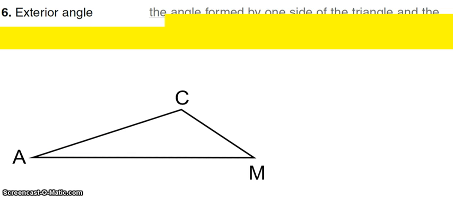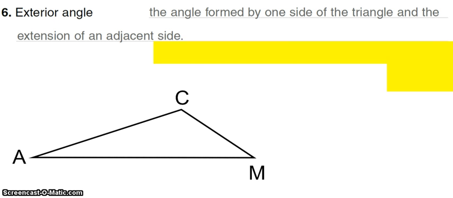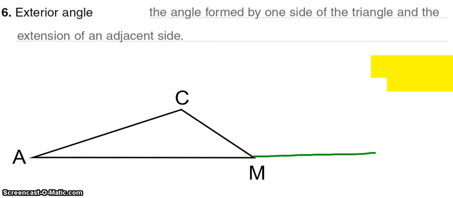Number 6, exterior angle. It's the angle formed by one side of the triangle and the extension of an adjacent side. So draw your triangle again, and let me show you what this exterior angle means. So I'm going to extend this side right here. I'm going to extend segment AM. I'm going to extend it out, and the exterior angle, let me highlight this here, will be this angle right here. That will be called an exterior angle. Draw your diagram too, along with your writing the definition.